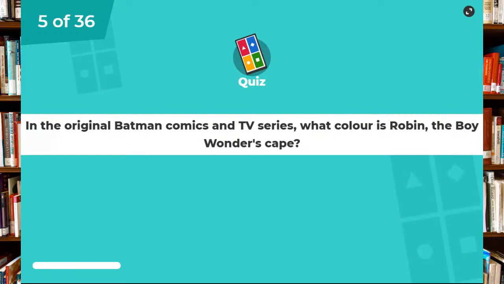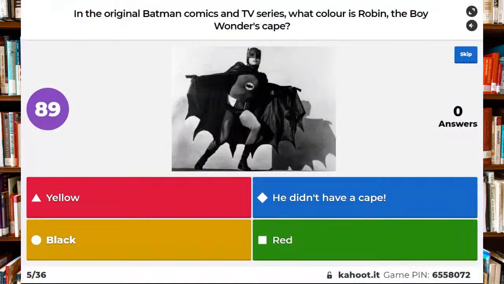Moving on to the next question. And it's, who knows their comics? In the original Batman comics and the TV series, what colour is Robin the Boy Wonder's cape? Is it yellow? He didn't have a cape. Is it a trick question? Was it black or was it red? So what do we reckon? What colour was Robin's cape? Was it yellow? Did he really not have a cape? Was it black or was it red?